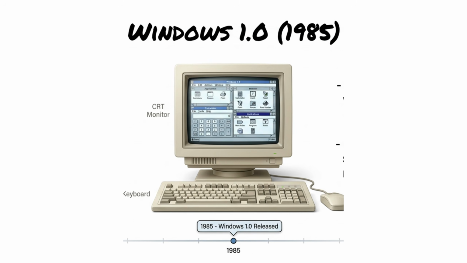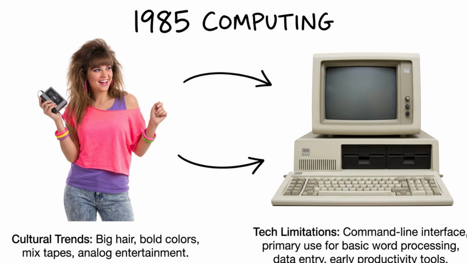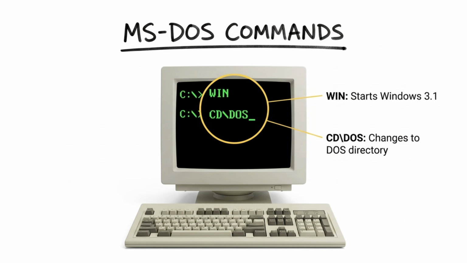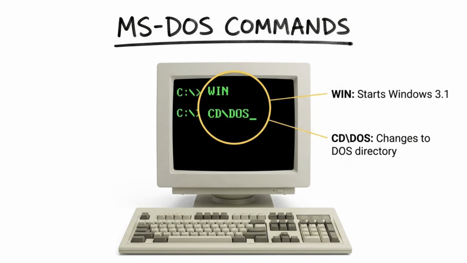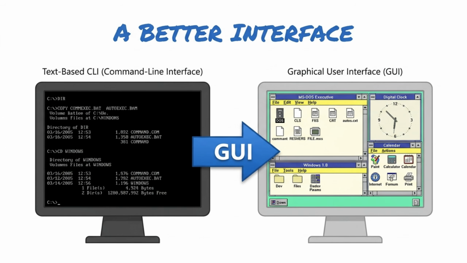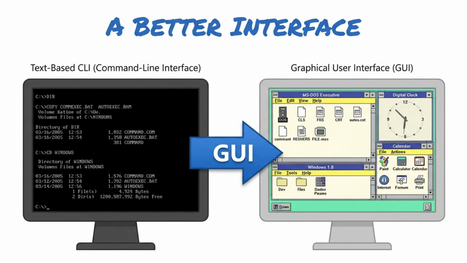Number 1. Windows 1.0, 1985. Alright, so picture this. It's 1985. Hair is big, music is synth, and computers are basically digital typewriters that hate you. To open a program, you had to type weird commands like win or cd/DOS into a black screen called MS-DOS. Mrs. Semicolon? Enjoy your error message. Microsoft said, nah, let's put a pretty face on this nightmare.